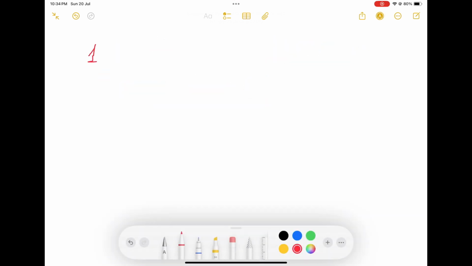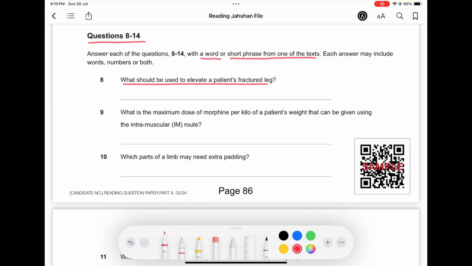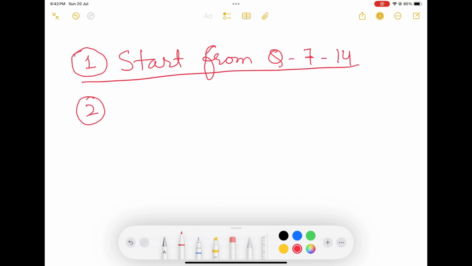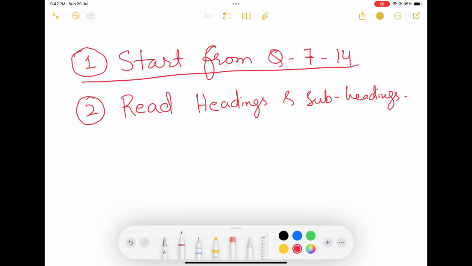My first tip for your OET reading part A is to start from question number 8. Leave the first 7 questions and start answering from question number 8. Why do so? I will be explaining it in a while. My second tip is to scan texts A to D just by their headings and subheadings, not to read the complete text, just to scan the headings and subheadings and try to remember them in your mind.